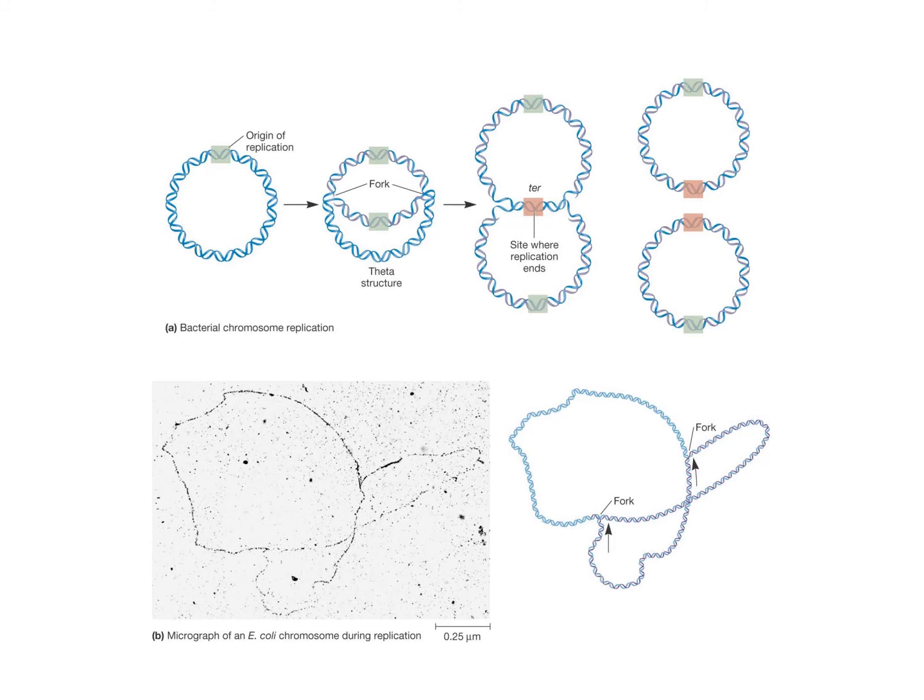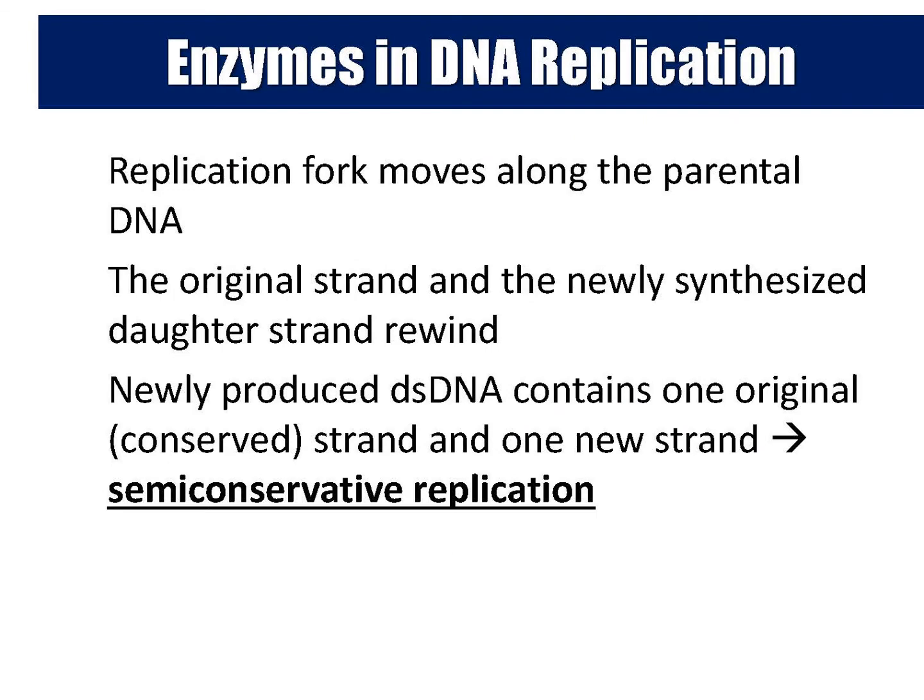Please note that different colors represent different strands. Number one, the parent strand and the daughter strand together. In the process of replication, the replication fork moves along the parental DNA. The original strand and the newly synthesized daughter strand will rewind. This newly produced double-stranded DNA contains one original strand, which is called the conserved strand, and one newly synthesized strand. That is why the replication is called semi-conservative replication.